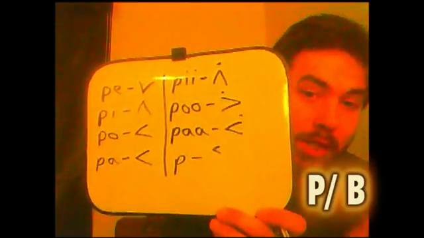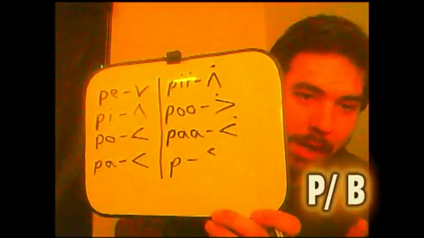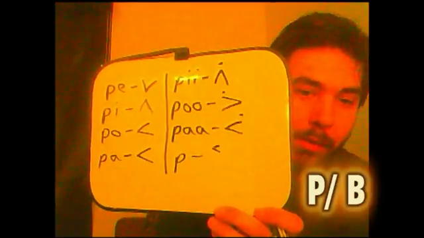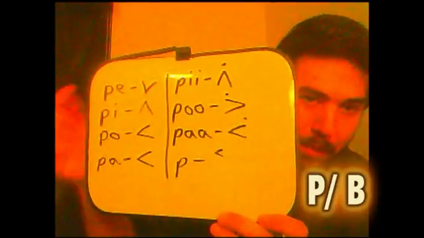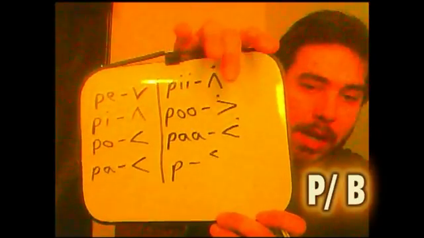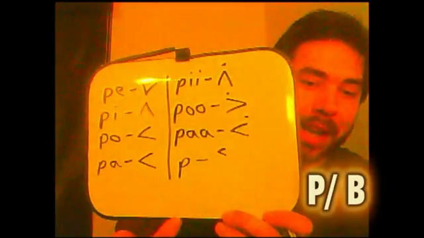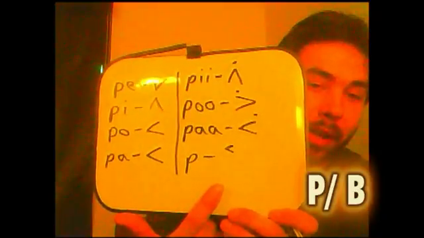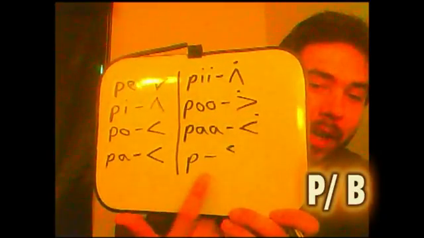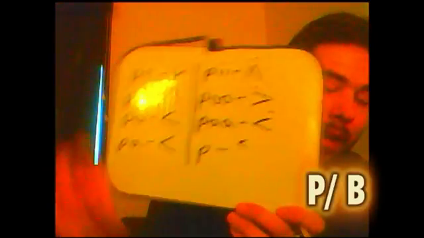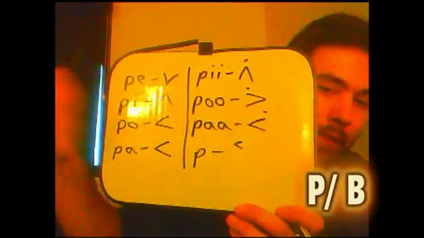And now you have your P series, which is also the B's, by the way, which is pe, pi, po, pa, pii, poo, paa, and then the basic P just by itself is represented as the chevron pointed left, but the letters that appear by themselves are superscripted, which means you write it real tiny up in the top corner of the line at the end.